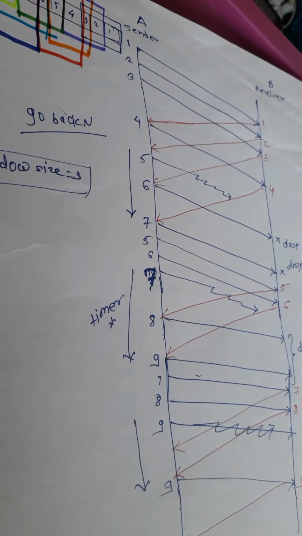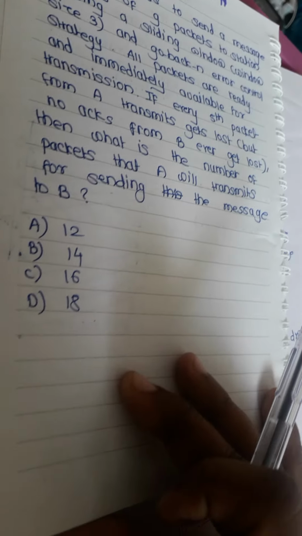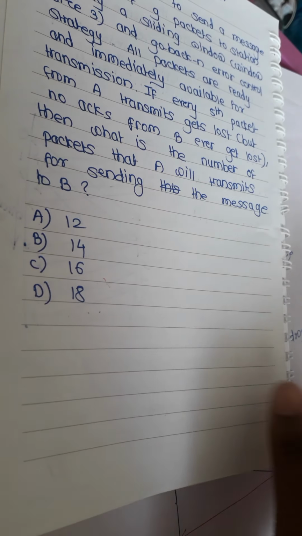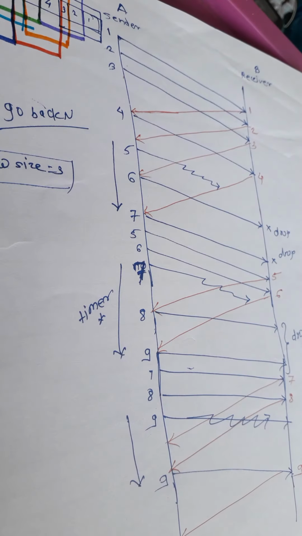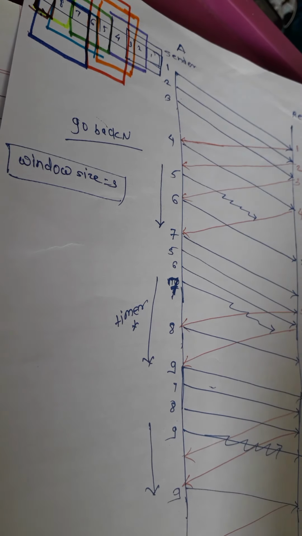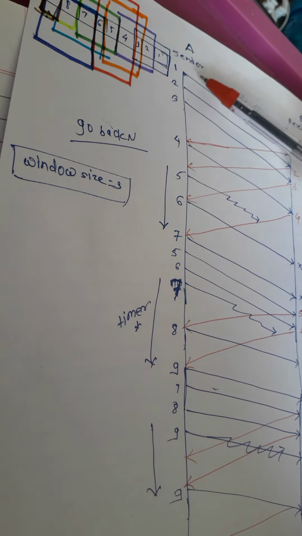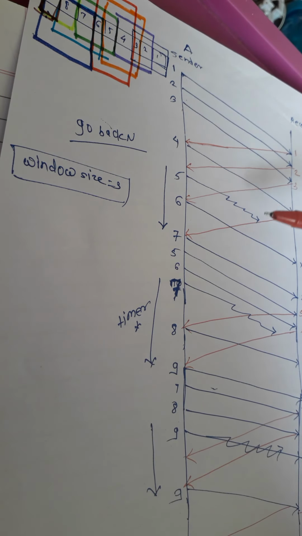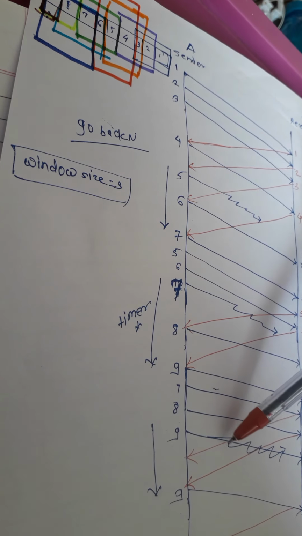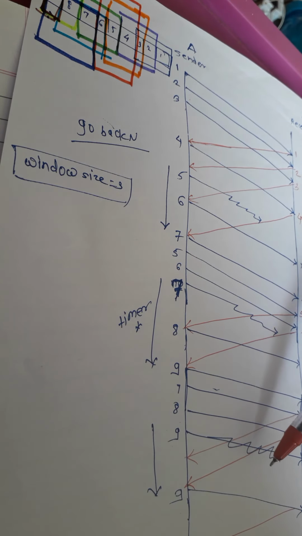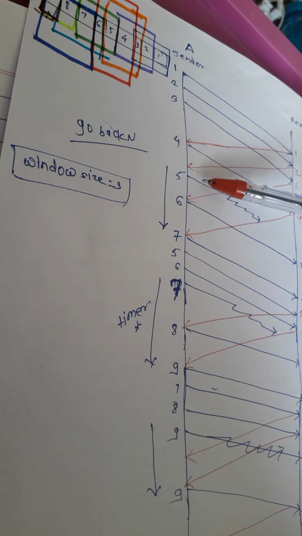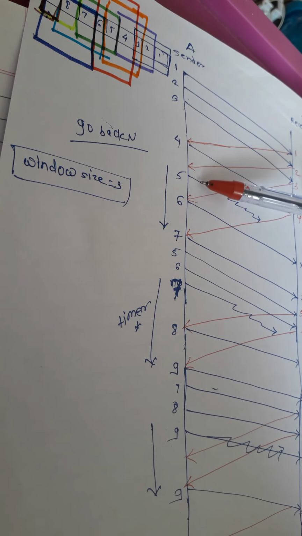Fine. And the question was: what is the number of packets that A will transmit for sending the message to B? So now we have to find out how many total frames have been transmitted. Count this one, 1, 2, 3, 4, 5, see. We know that the 5th, 7th and 9th frames or packets have been lost during the transmission, but we have to count these frames also because they have been transmitted by the sender, right? So we have to count this particular frame also.